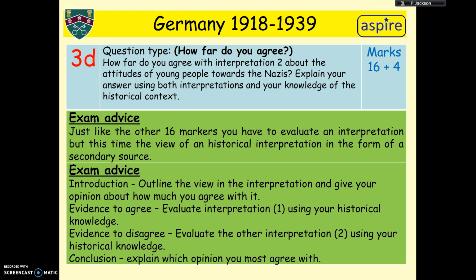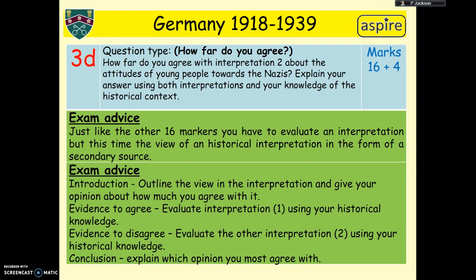So the first thing that you have to do is identify, well, what is the interpretation in interpretation 2? So my advice would be to start off this question with an introduction where you outline what that view in the interpretation is, and then give your opinion. The second paragraph, you're going to find evidence to agree, so you're going to evaluate that interpretation using your historical knowledge. You're going to find the evidence which agrees with it and disagrees. And then in the third paragraph, you're going to find, well, what's the counter-argument? So what is the counter-argument to interpretation 2?